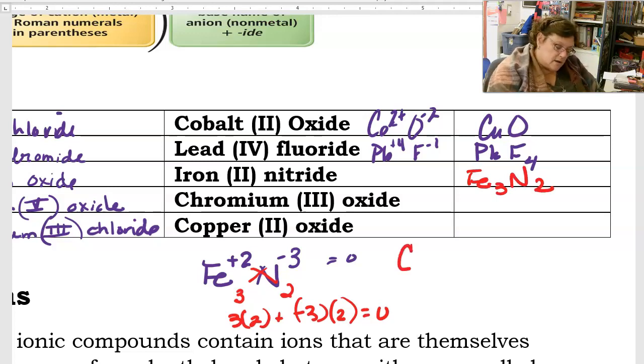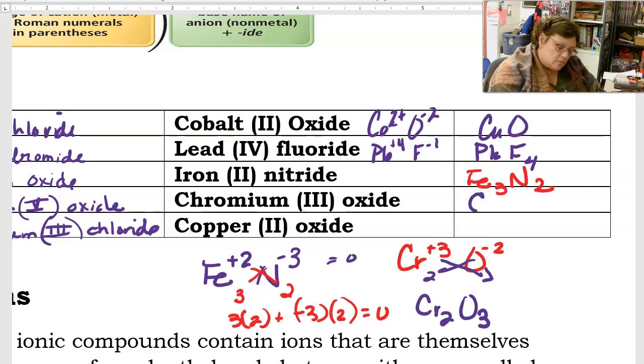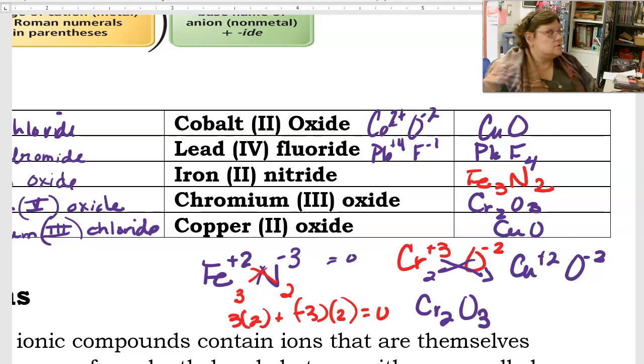Chromium 3 oxide. Chromium is a plus 3. Oxygen's a -2. Again, we can do the crisscross method. Cr2O3. And finally, copper 2 oxide. Copper is a plus 2. Oxygen's a -2. So we just write it like that. All right, that is all for this portion of naming ionic compounds.